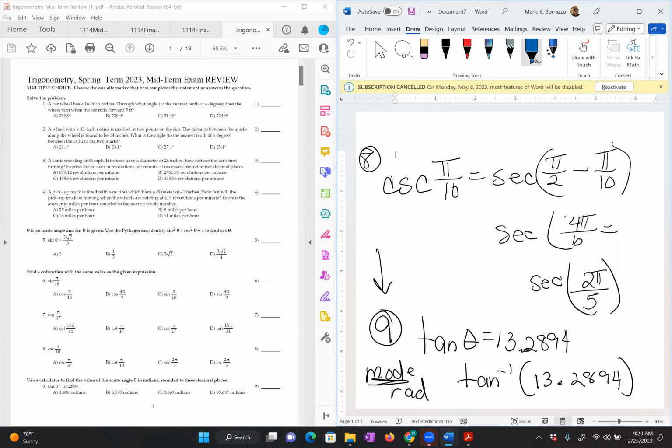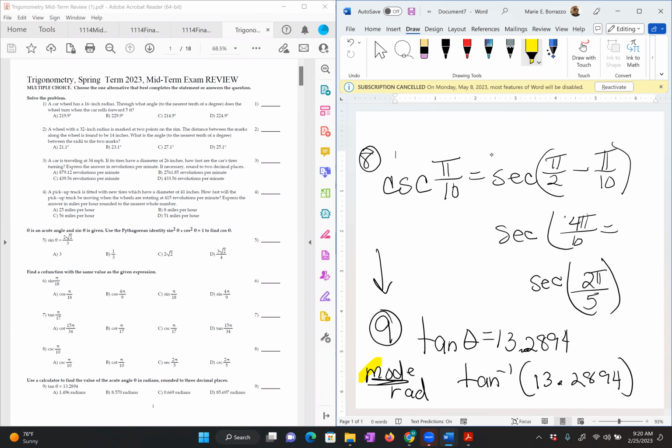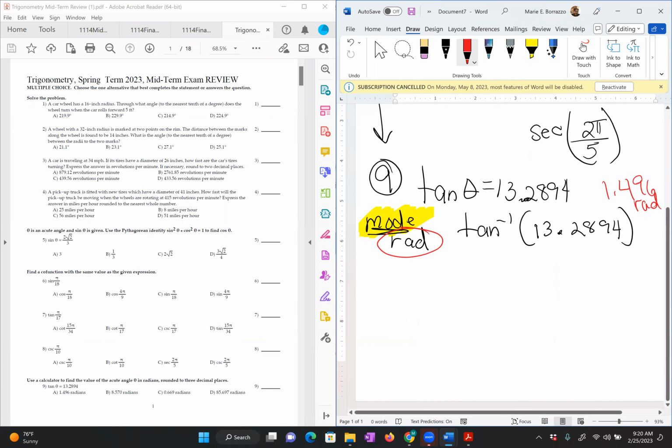Okay, very important. Let me see if we get the yellow marker up here. Mode, muy importante. Be in radian mode. If you're in the wrong mode, the answer will not work. So use the radian. You should get 1.496 radians. So don't fall asleep while you're doing this review. I know I'm being very slow and purposefully diligent.